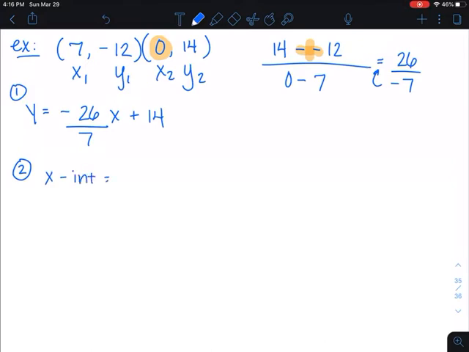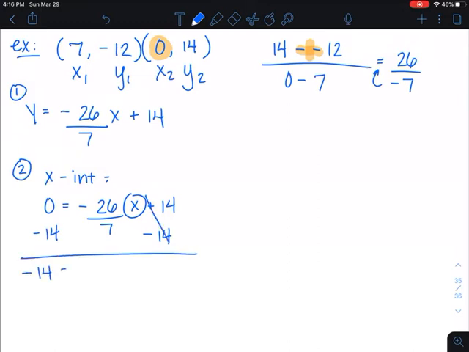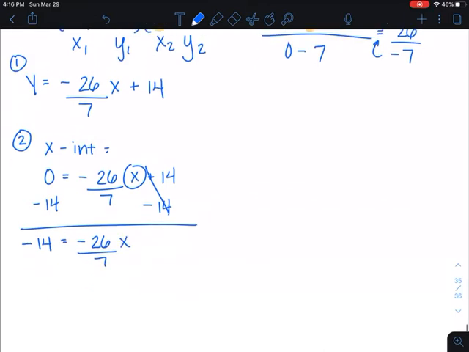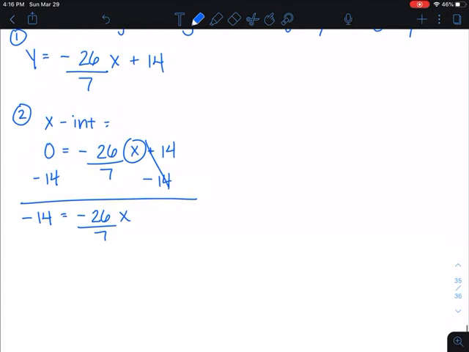Second is the x-intercept. The x-intercept is when y is equal to 0, so y is going to be 0. It equals the equation above, and I'm going to solve for x. So I'm going to subtract 14 from both sides of the equal sign. These will cancel. Now -26 over 7 is being multiplied by x. So I'm going to do this the shorthand way, and divide by -26 over 7, which will cancel these.